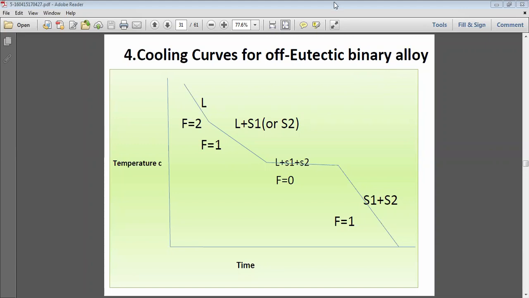So we're talking of cooling curves for an eutectic binary alloy. When we are talking of these alloys, we will have a graph with temperature versus time. So we have taken two axes, x-axis and y-axis.